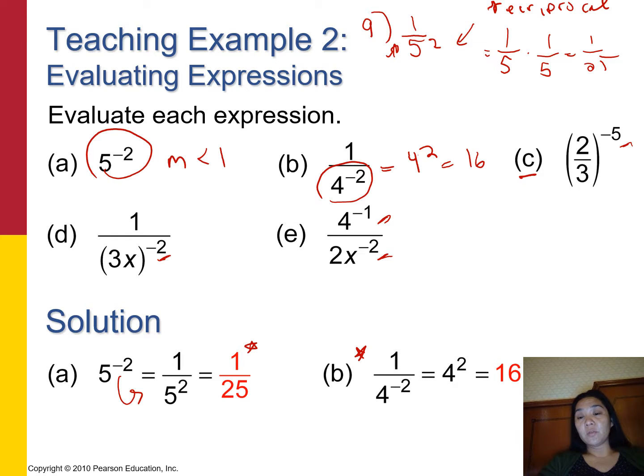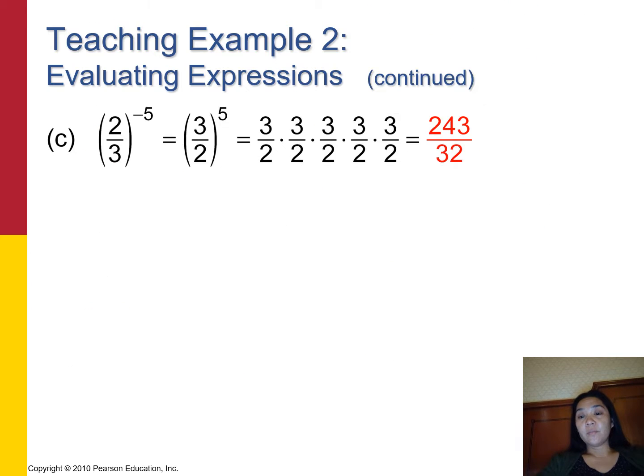The reciprocal of 2/3 is just going to be, if you flip it over, 3/2 to the 5th power. Make sure everything is in parentheses. 3/2 to the 5th power is 3 times 3 times 3 times 3 times 3, five 3s. So 243 over 32.